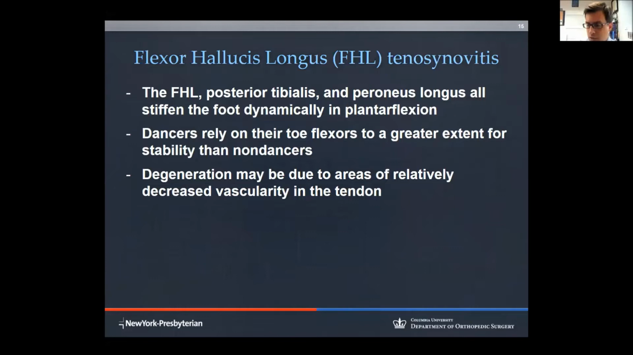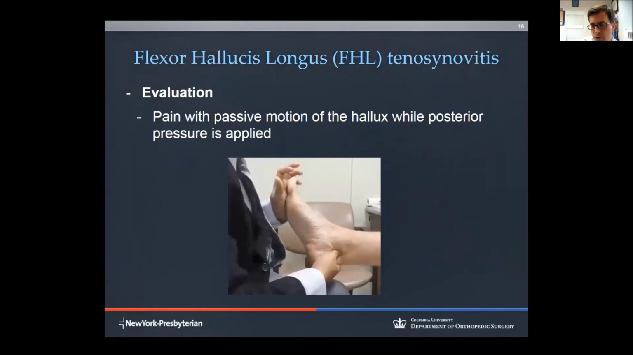Some people have posited that perhaps there's an area of relative avascularity in the posterior ankle and the FHL, but it's hard to know how clinically relevant that is. In terms of evaluation, this picture really shows it. So basically, posterior medial pressure with motion of the hallux can recreate the pain. Sometimes people can actually have a trigger toe, like a trigger finger, where it gets caught up, although that's less common.